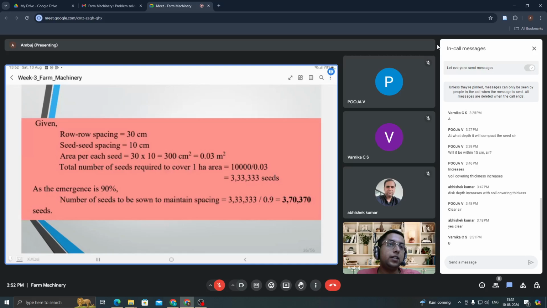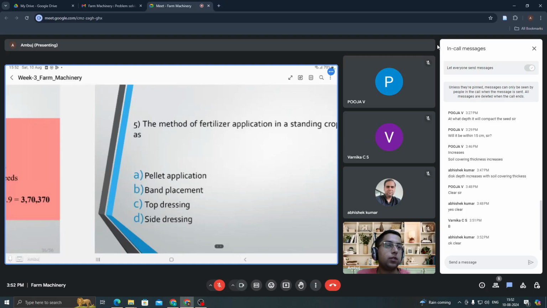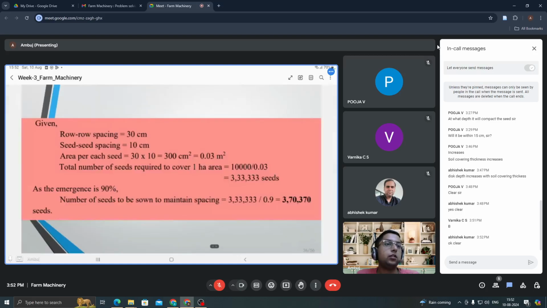Then since the emergence rate is 90%, divide by 0.9 also. Division by efficiency is required. In this particular direction you can think. Emergence rate is 0.9, so divide by 0.9. Yes. Clear? Good. Okay. We shall move forward.